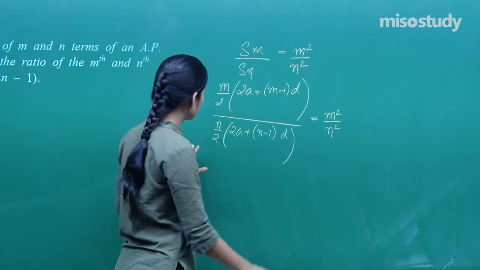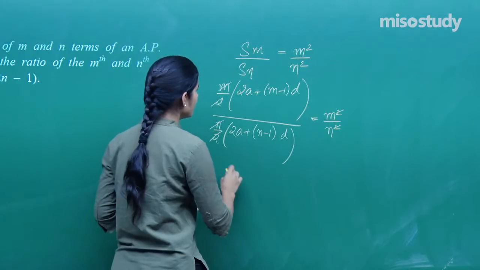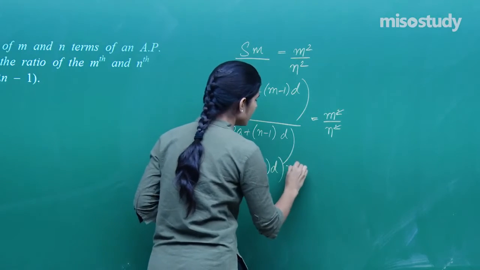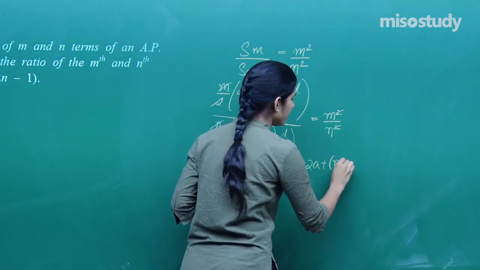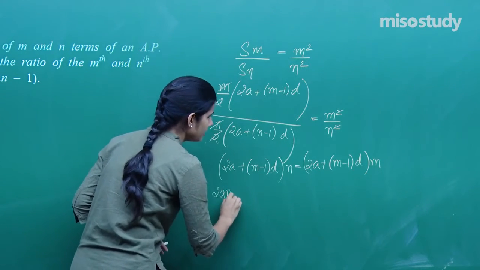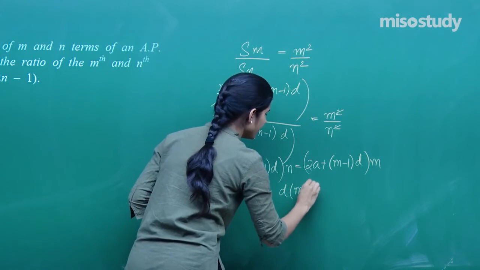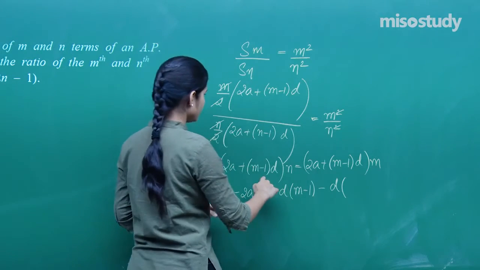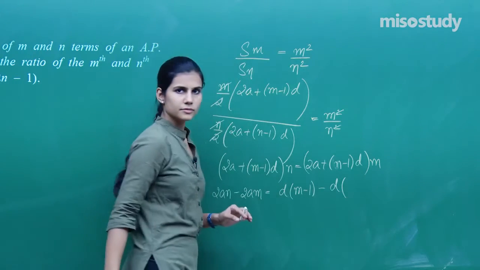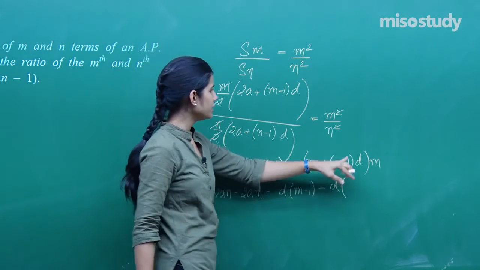Now in here, this 2 cancels out, with this m cancels out, with this n cancels out. You have 2a plus m minus 1 into d into n is equal to 2a plus n minus 1 into d into m. If you open it up, you get 2an minus 2am equals dm into n minus 1 minus dn into m minus 1.